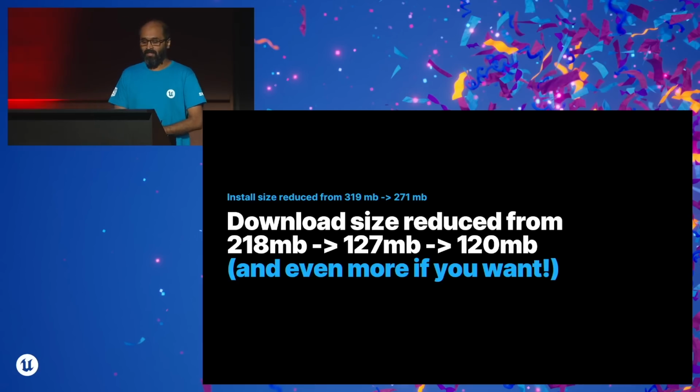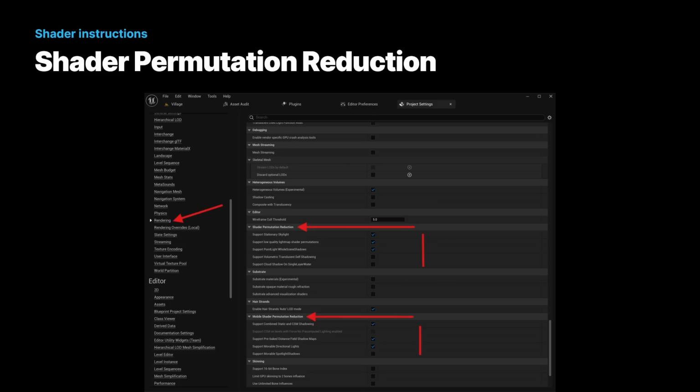So to talk about the journey, we went down from 218 to 127 megabytes and 120 megabytes, and even further if you chunk your assets cleverly. So your base size could be very, very lean if you want. Of course, your install size doesn't reduce at all. It's exactly the same, except that your download size does reduce.